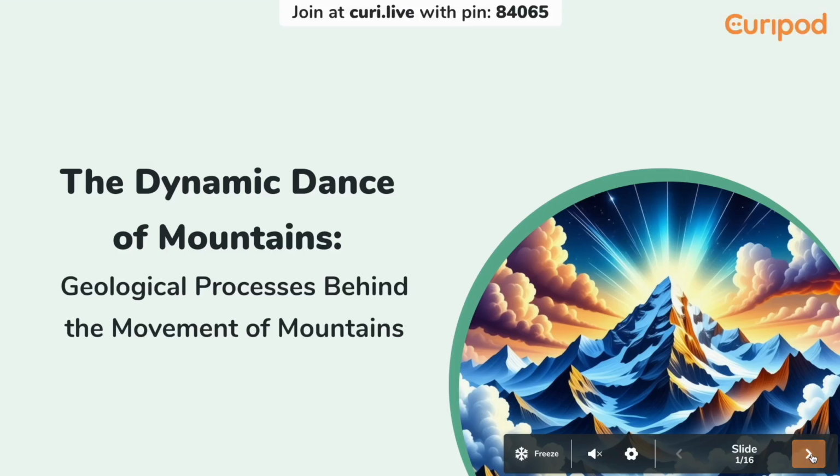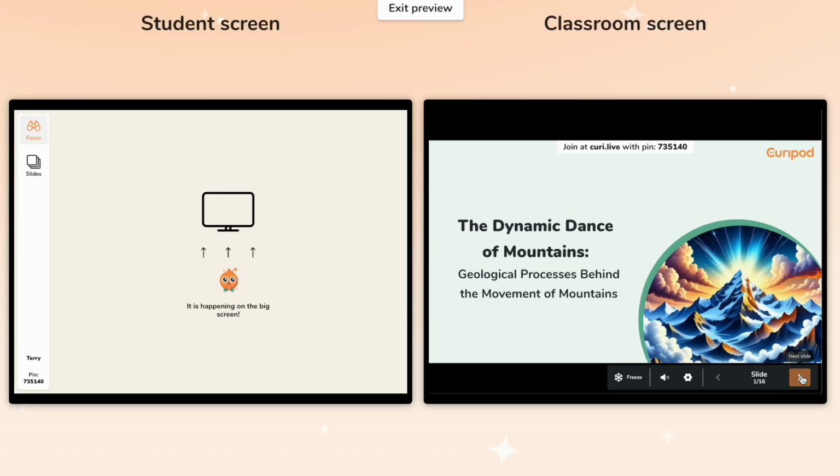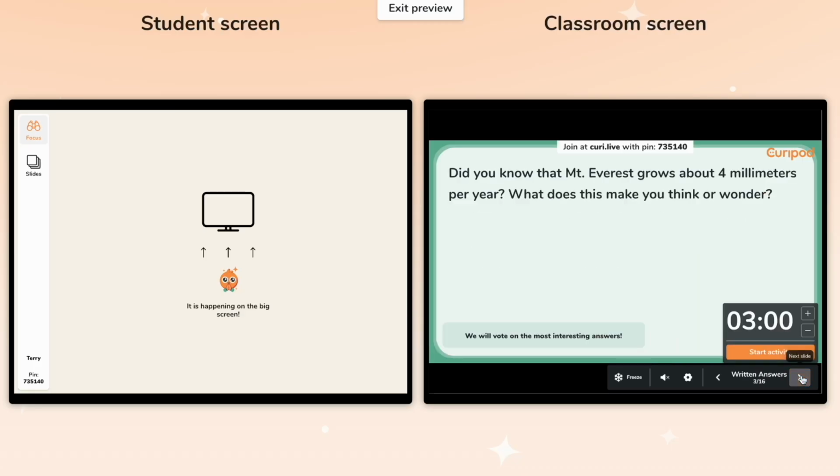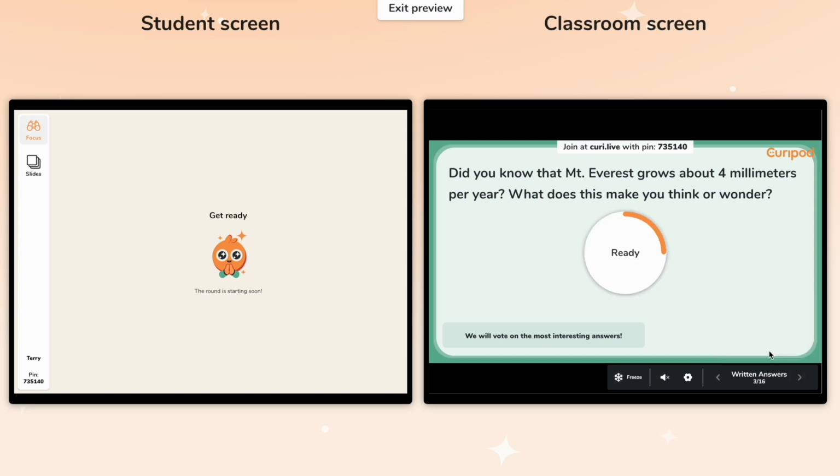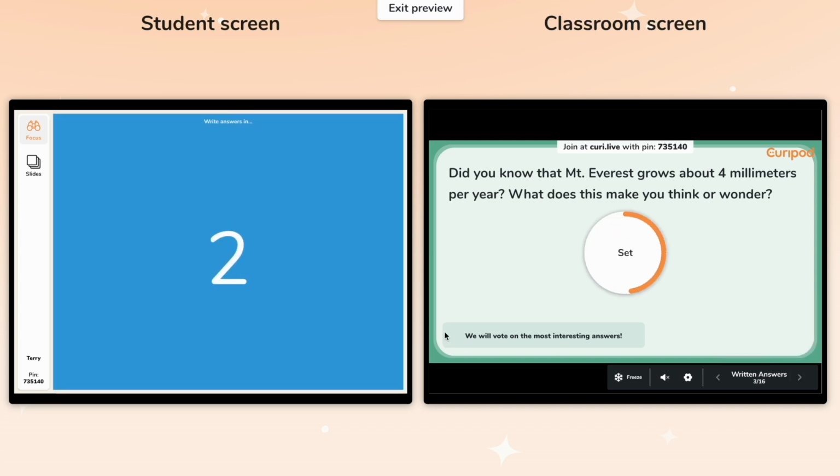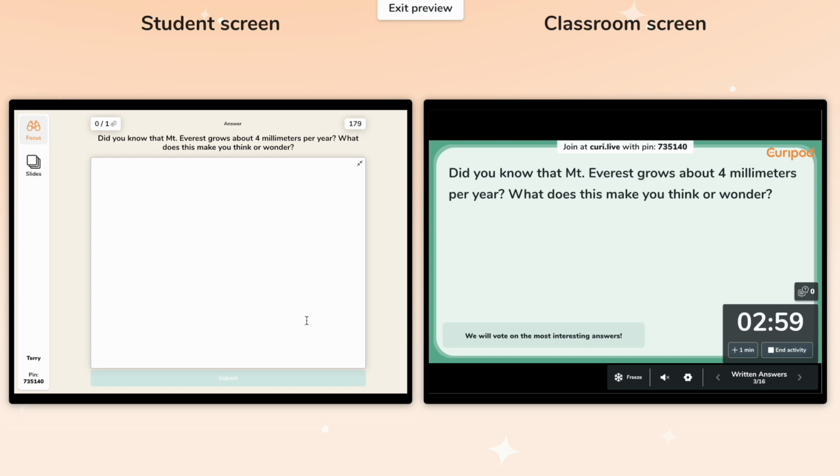To ensure your students are engaged, we want them to encounter an activity every 2 to 5 minutes. When you reach an interactive activity, simply tap Start Activity. You can adjust the timing on the fly, add more time if students need it, or end early when you're ready. There are a few different types of activities that students will encounter in a Curipod lesson.